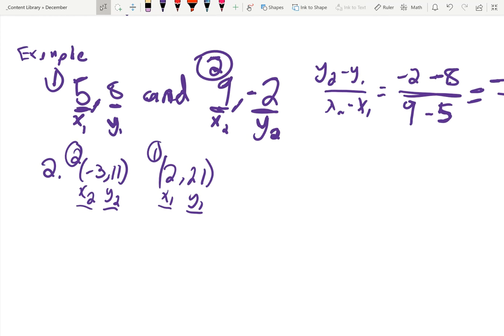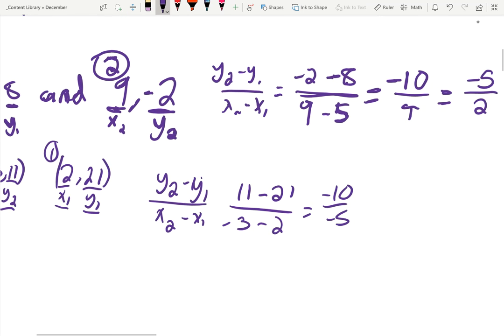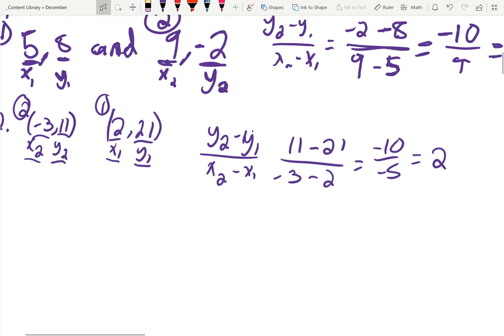So if we use our formula, we're going to have y2 minus y1 over x2 minus x1. y2 is 11 minus y1, which is 21, over x2, which is -3, minus x1, which is 2, so minus 2. So when I simplify this, that gets me -10 over -5, which simplifies to just +2. So the slope of this line is +2.